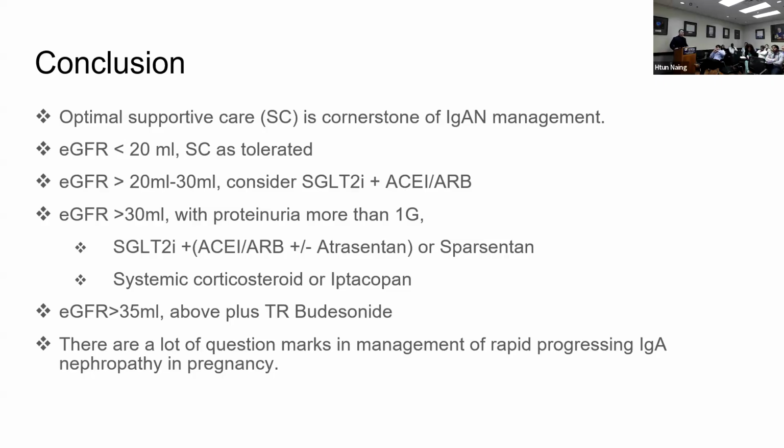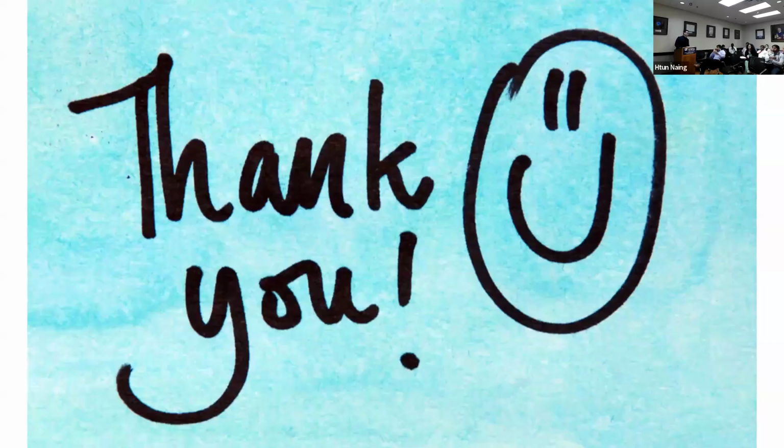If eGFR more than 30 with proteinuria of more than 1 gram, you can do ACE or ARB plus or minus atrasentan plus SGLT2 inhibitor, or sparsentan. Systemic corticosteroid or iptacopan, the twice. eGFR more than 35, BEF treatment plus PRBD. There are a lot of questions about the management of rapidly progressing IgA nephropathy in pregnancy. We don't have any data. Thank you.